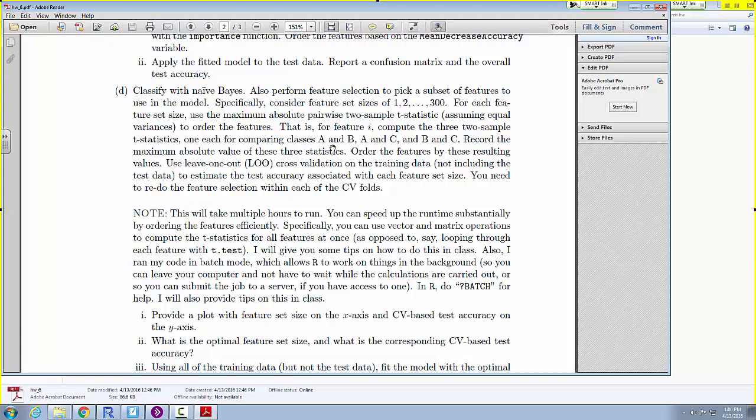Hopefully, by doing this, we're going to get some features that will help us with A and B, some that will help discriminating A from C, and some that will help discriminating B and C. Some might do double duty in multiple categories, but hopefully there are some in each category. For every single feature, compute these three two-sample t-statistics: A to B, A to C, B and C, and then take the maximum absolute value of those three numbers.